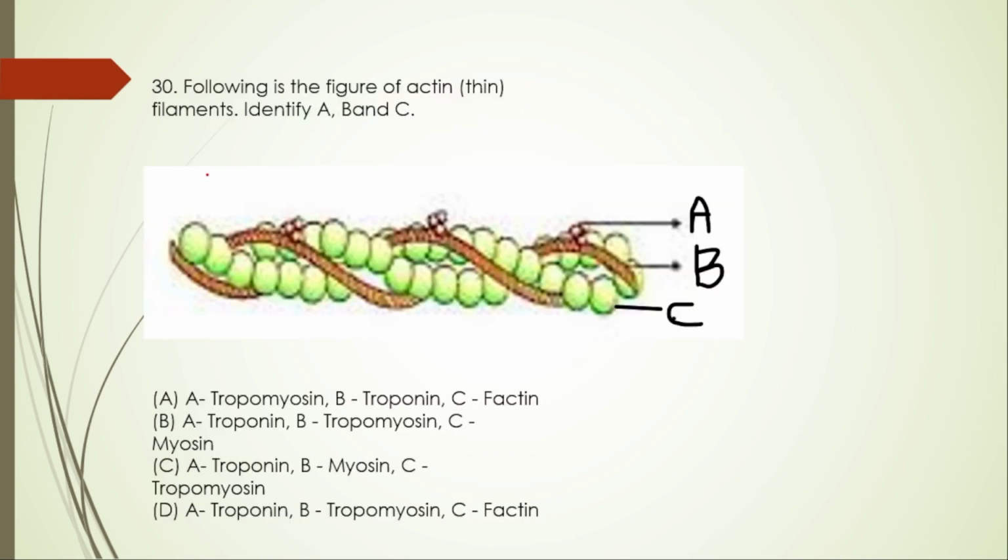Next, 30th one, a figure is given. We must identify the labeled parts. Following is a figure of an actin filament. Identify A, B, and then C. What is A, what is B, and then what is C? What is A? This is troponin, and then B is tropomyosin, and then C is F actin, isn't it? So here the right option is option D, because A is troponin, and then B is tropomyosin, and then C is F actin.